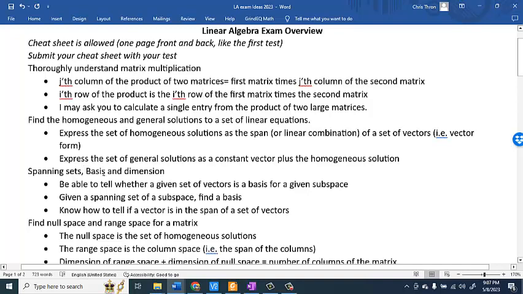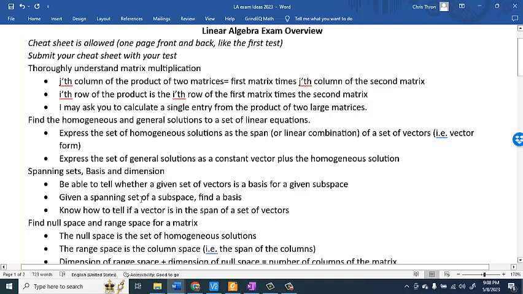Spanning sets, basis and dimension. Be able to tell whether a given set of vectors is a basis for a given subspace. All right. First of all, the vectors must be contained in the subspace. Second of all, they must span the subspace. And third of all, they must be linearly independent. We need to check those three things.